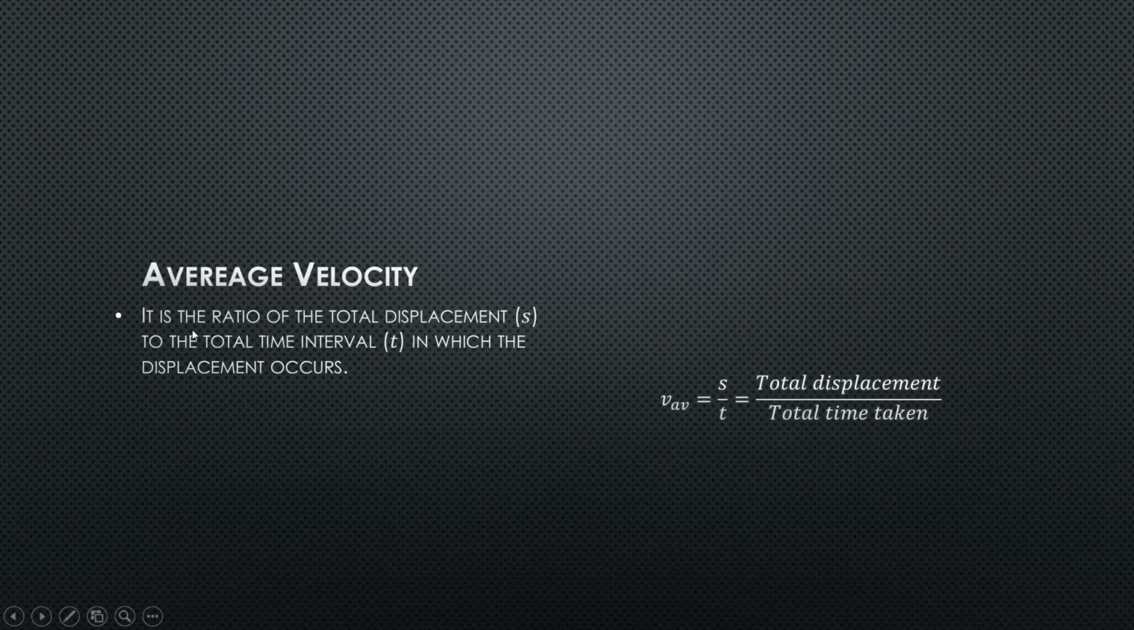Then average velocity is the ratio of total displacement over total interval of time. So average velocity, v average, is equivalent to s all over t, a similar formula, or simply the total displacement all over total time taken. That is based on its definition.